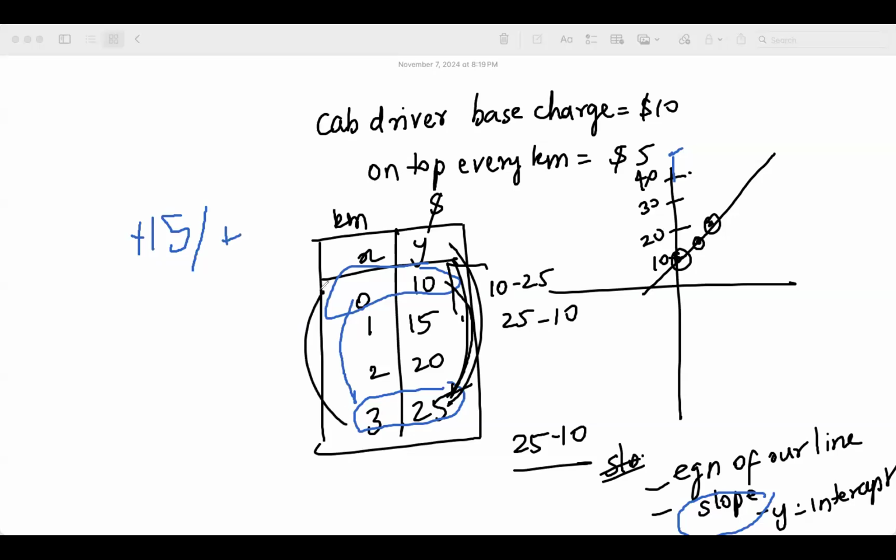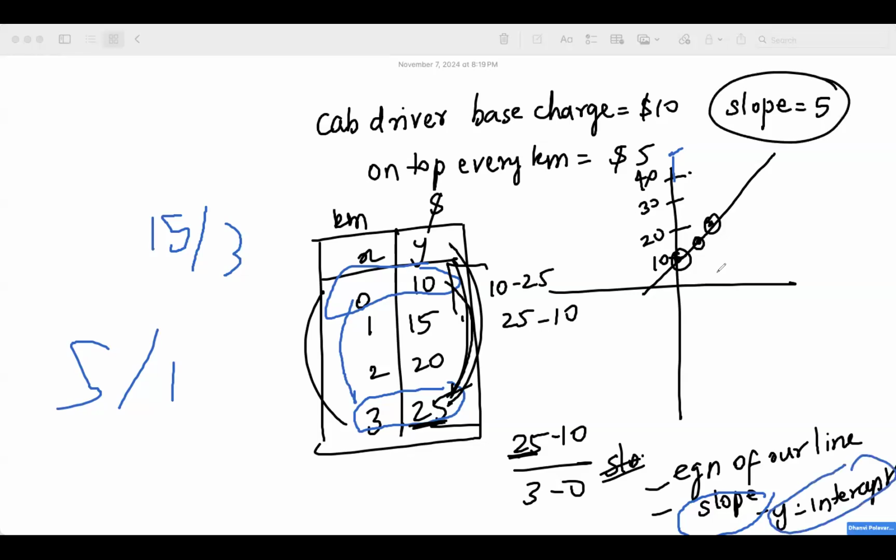What did you do? I did 3 minus 0. You should not do 0 minus 3 there. Yeah, you should do 3 minus 0 because you started with the 25. So that is 15 by 3. Good job. Which is 5 by 1. And then for the y-intercept, this line intercepts the y-axis at 0, 10 or 10.